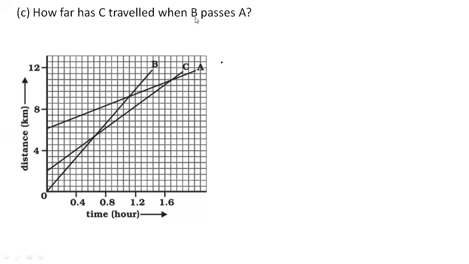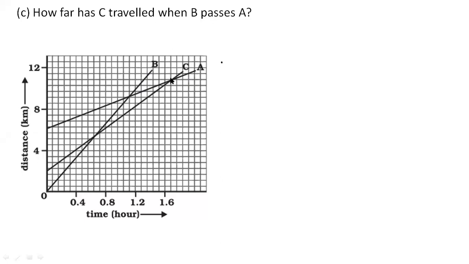They are just asking, whenever the line of B and the line of A cross, what is the distance of C? That is very simple because this is a distance-time graph. We can easily calculate, but first we need to find out where exactly B passes A. The point at which both intersect is the condition where B passes A. Now this is the line of B, this is the line of A. So this is the point where they pass each other, because their common point of intersection tells us that B passes A.